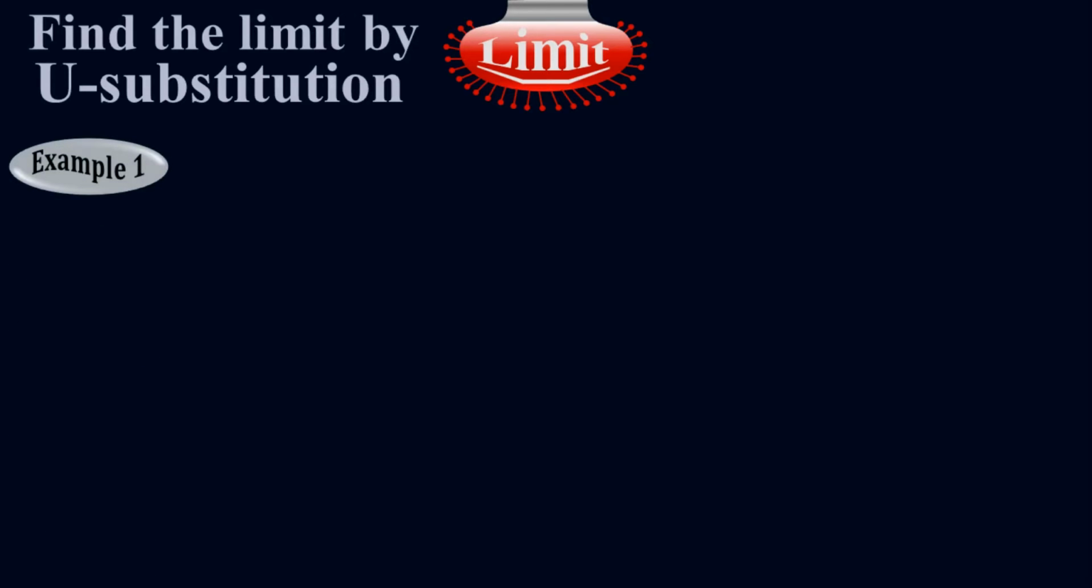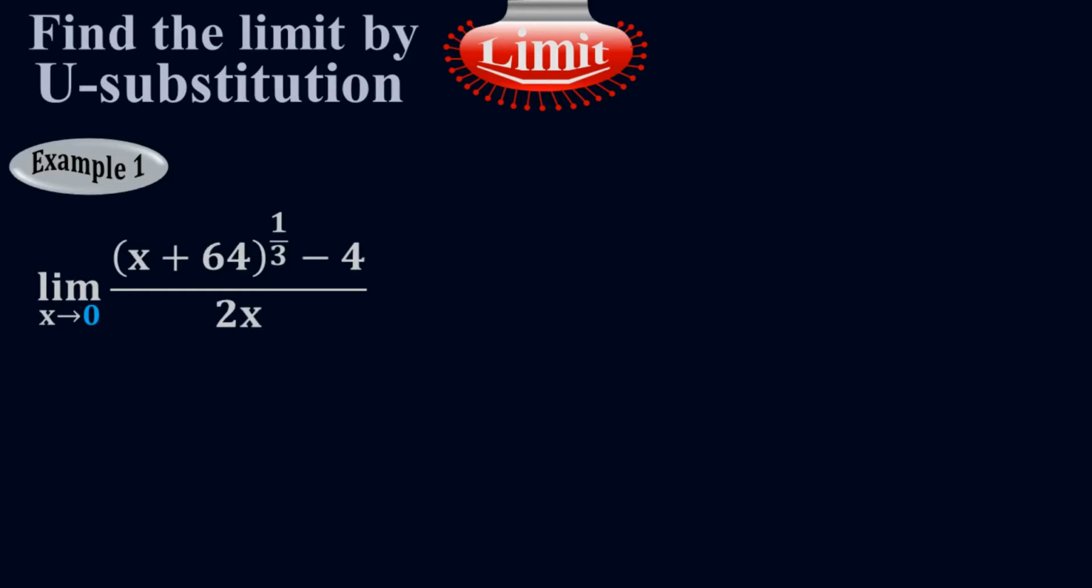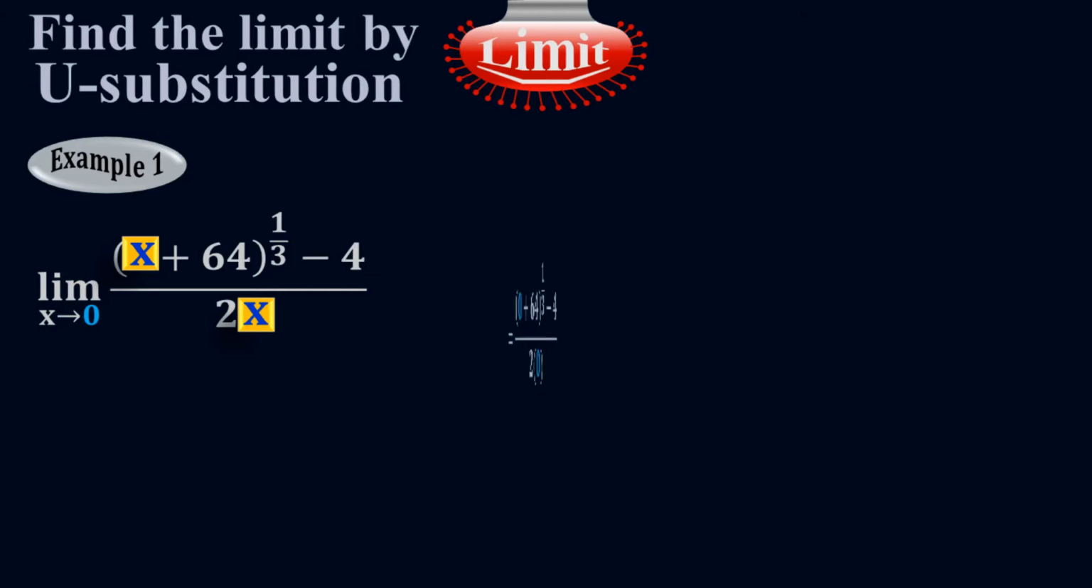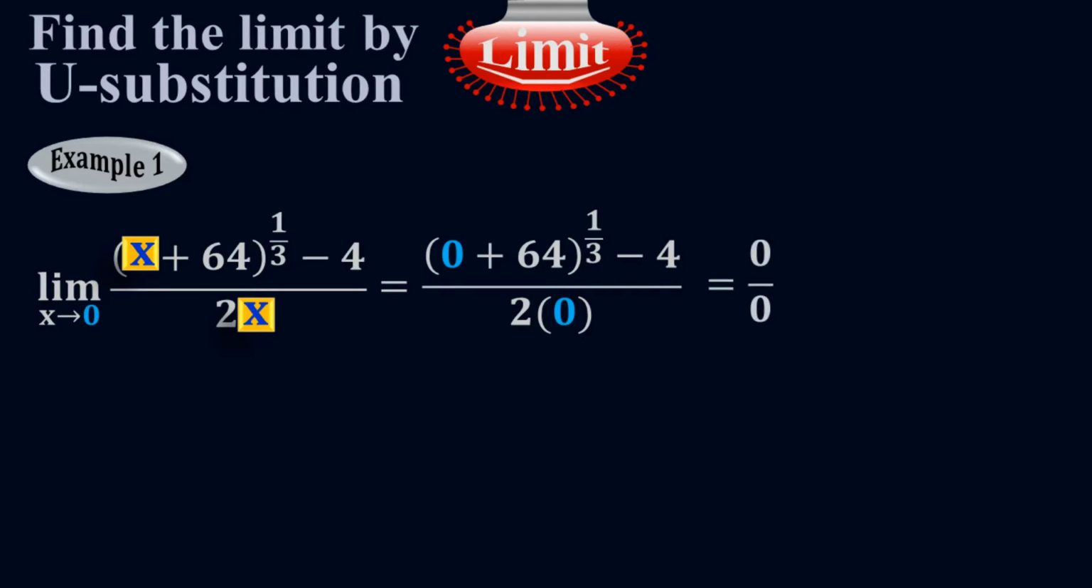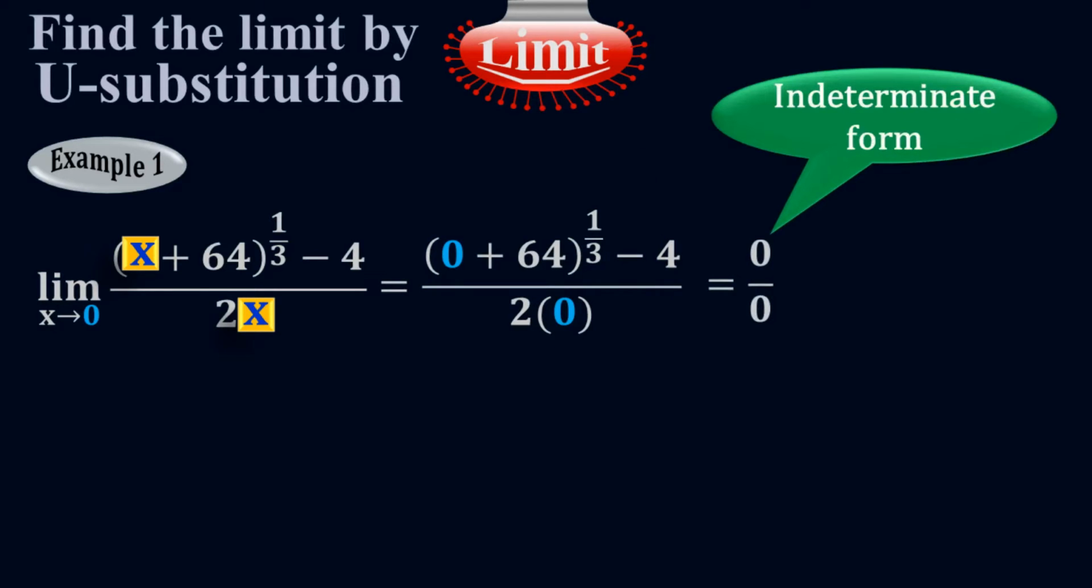Example number 1. Suppose I have the limit of (x plus 64) to the whole 1 over 3 minus 4, over 2x, where x approaches 0. If I do a direct substitution here, what's going to happen? Let me put x equals 0 directly here because x approaches 0. After substituting x equals 0, I will have 0 over 0, which is an indeterminate form.